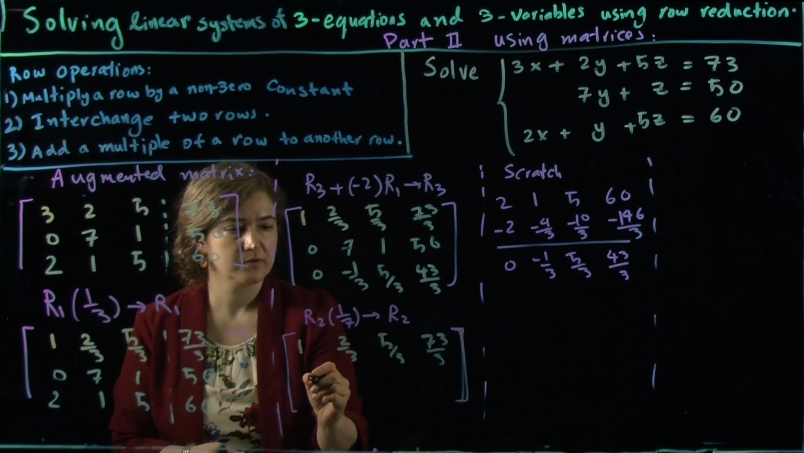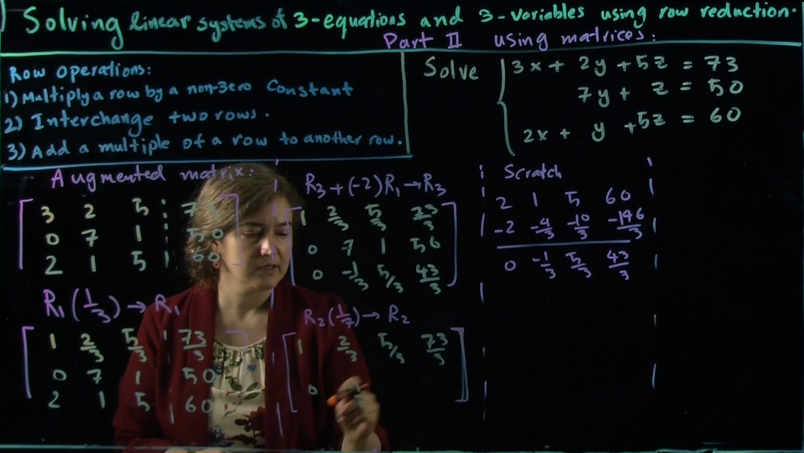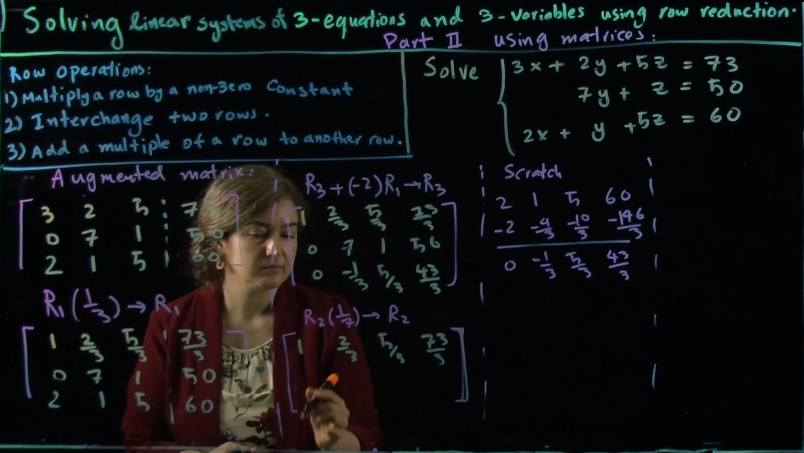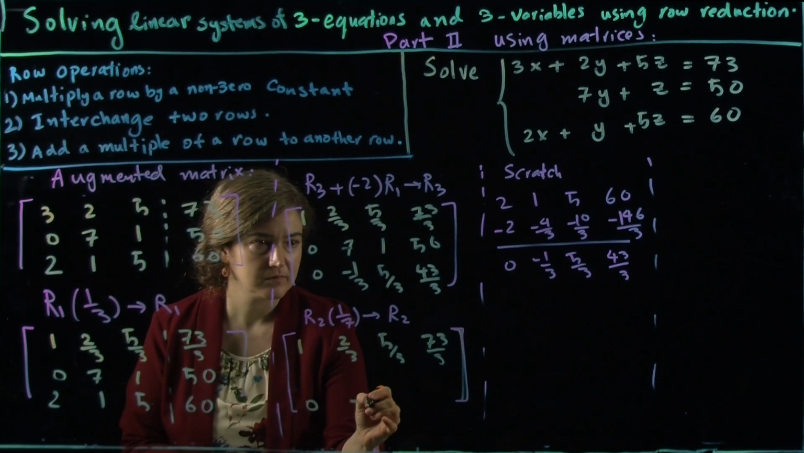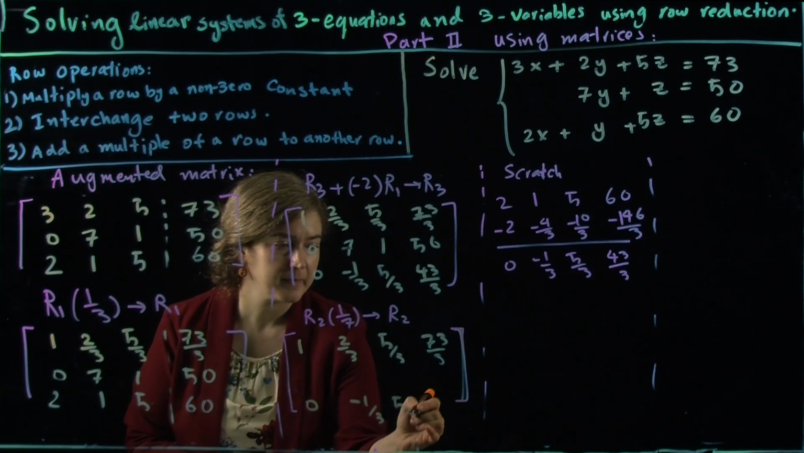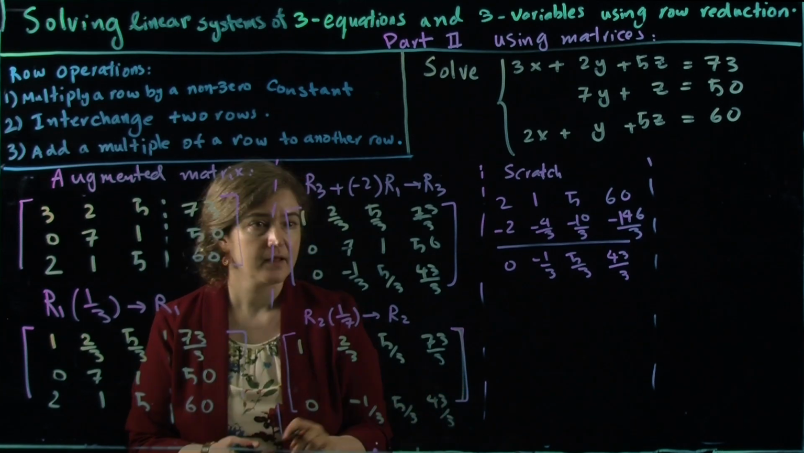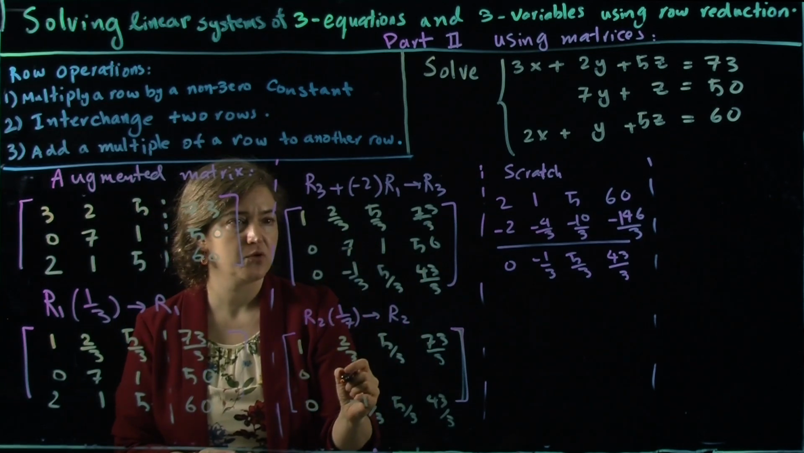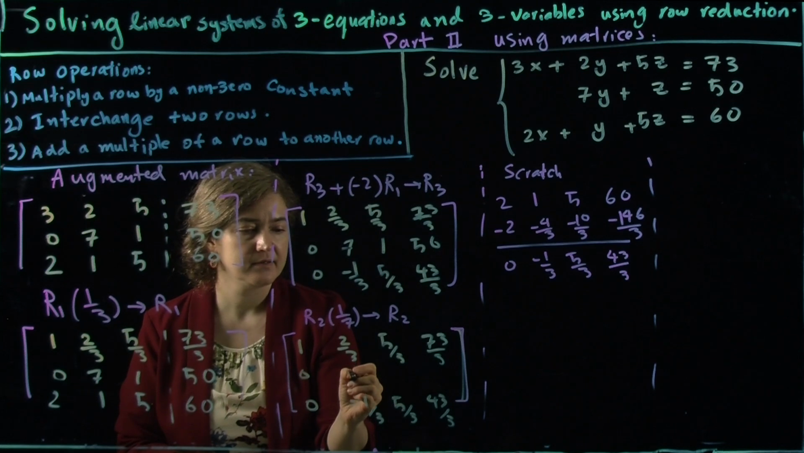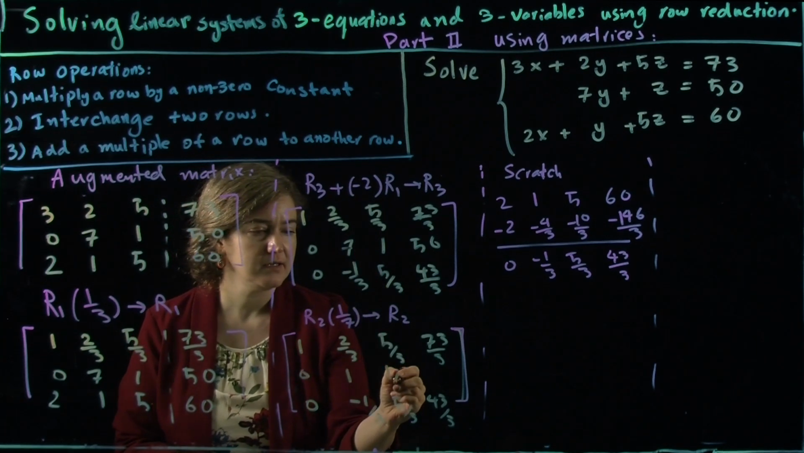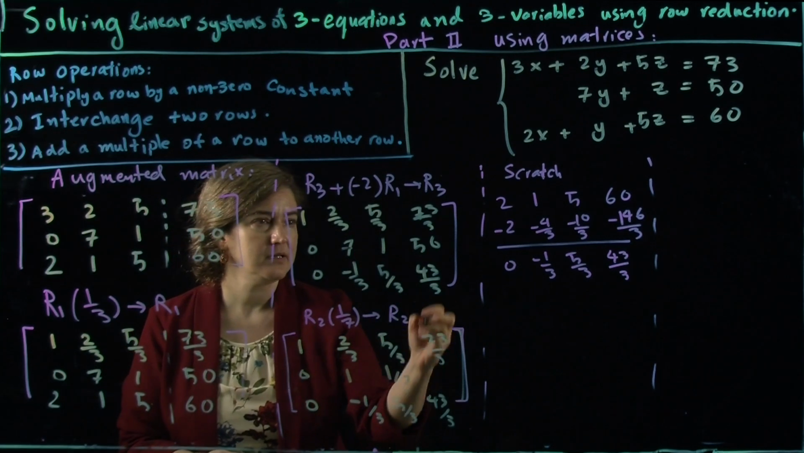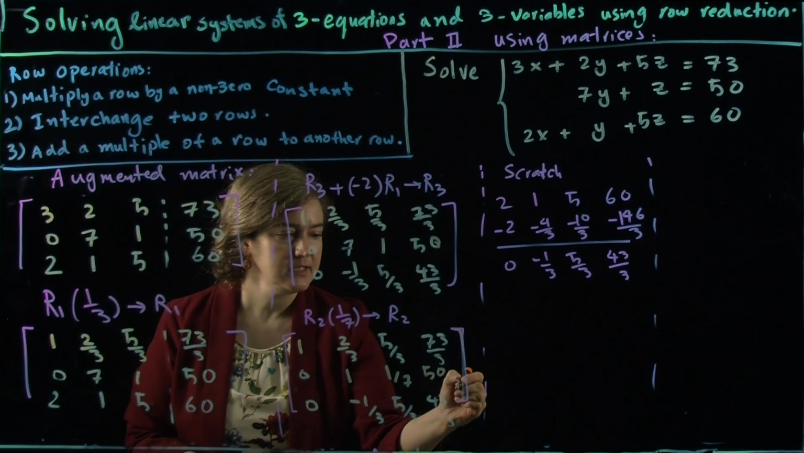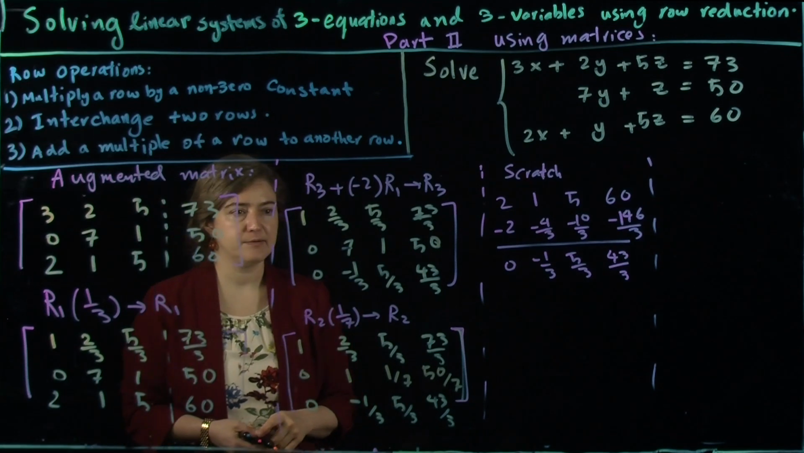the first row and the third row. And then I divide every entry in row 2 by 7. 7 divided by 7, 1 divided by 7, and this was 50 divided by 7.